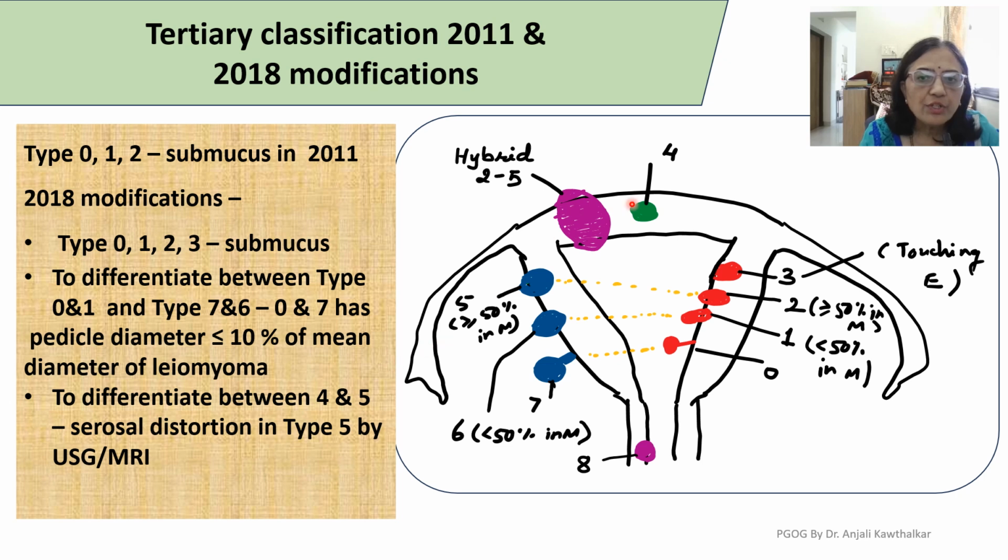Third is to differentiate between 4 and 5. USG or MRI should show serosal distortion, then only we label it as 5. If there is absence of serosal distortion or the contour is smooth, then it is 4. So to differentiate between 4 and 5, we have to focus by imaging on the serosal contour. Serosal distortion is necessary to classify a leiomyoma as 5. If there is absence of serosal distortion, it is categorized as type 4.